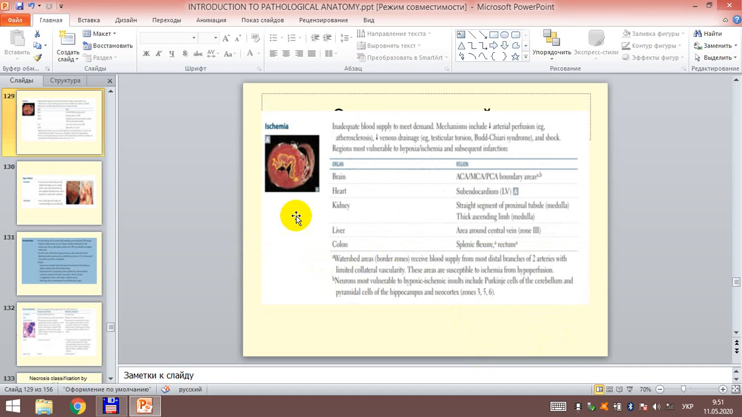Inadequate blood supply leads to damage. Mechanisms include decreased arterial perfusion by atherosclerosis, decreased venous drainage, testicular torsion, Budd-Chiari syndrome, and shock. Regions most vulnerable to hypoxia, ischemia, and subsequent infarction: which organs develop it? Brain, heart, kidney, liver, colon. The reason?